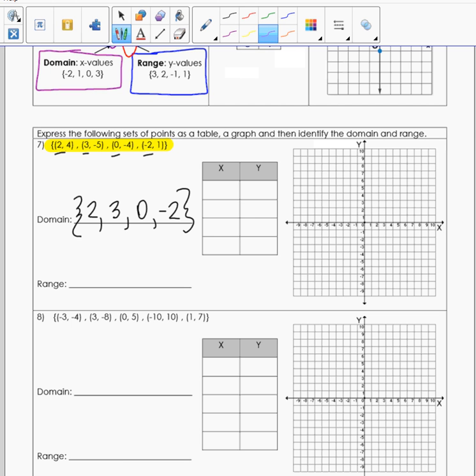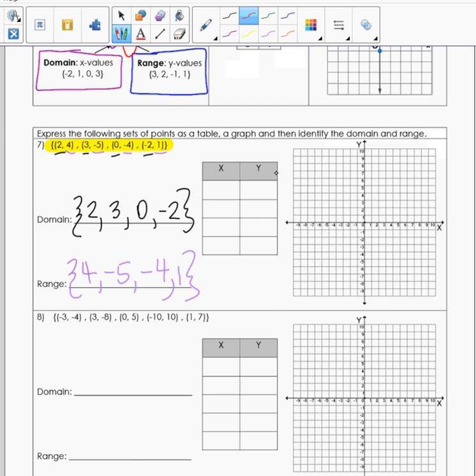My range is all the y values. Well, your y values are your second coordinate. So your range here is going to be 4, negative 5, negative 4, and 1. You can just put them in order. They don't need to be in numerical order or anything. You can just list them.